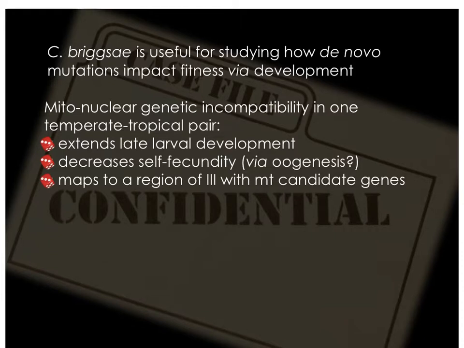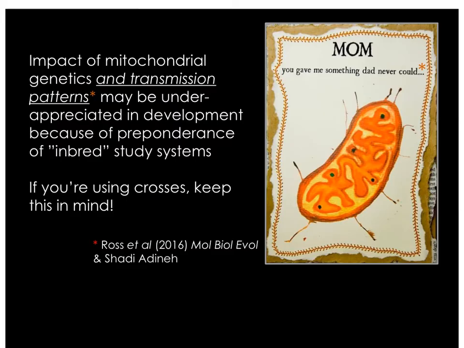So in general, this is the summary. Mitochondrial nuclear interactions seem to extend larval development and decrease self-fecundity, and I'm assuming, we haven't tested this yet, by affecting oogenesis, but that's our top pick. And then this maps to a region of chromosome 3 that, remember, contains some mitochondrial genes. So part of this interaction between chromosome 3 and some unknown chromosome, which we'll get to, might have to do with mitochondrial nuclear protein interactions.